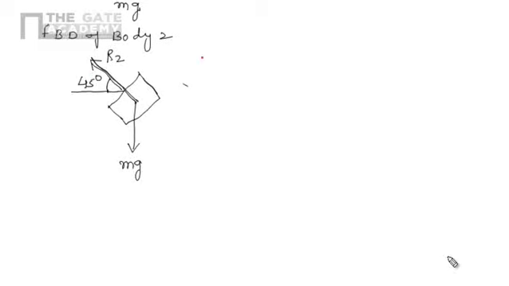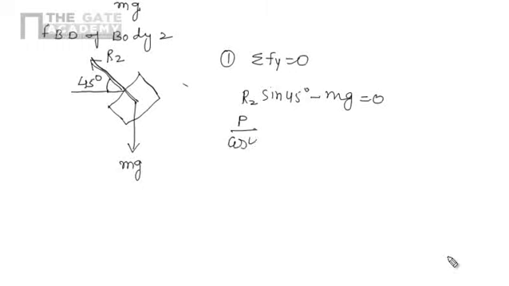Now if we apply the equilibrium condition, that is the algebraic summation of all vertical forces should be 0, we can write R2 sin 45 minus mg equals 0. In place of R2, we can write P by cos 45 into sin 45 equals mg. So P will be mg. So the correct answer for this problem is P equals mg.